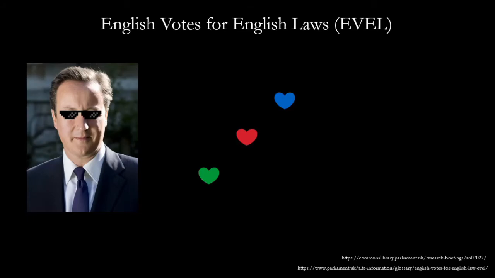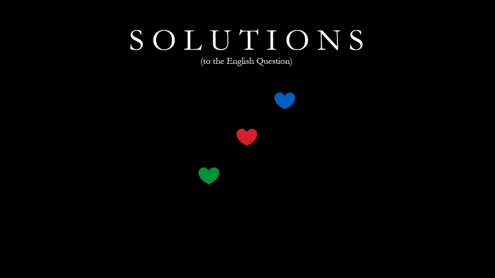But anyway, the English question was still quite an issue, and the English question is a representation to me of English narcissism. Only when it started to affect us did we question how voting on matters that affect others could affect them, which is kind of lame. But I'm going to talk now about some solutions to the English question.